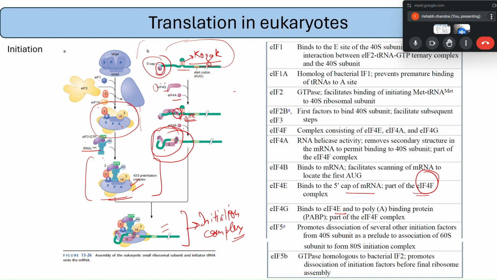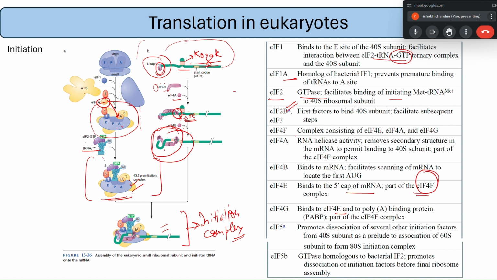So what is the role of different initiation factors? So EIF1 binds to the E site of the 40S subunit, so that EIF2, that is the tRNA GTP ternary complex, can be formed. Okay, then EIF1A binds to the A site. EIF2 is a GTPase that helps in the binding of tRNA. Then EIF2B we have already discussed.